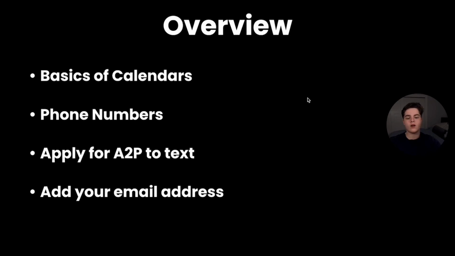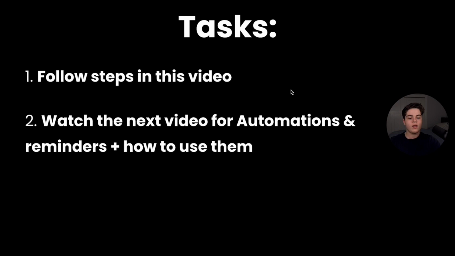So now that we've gone over calendars, phone numbers, A2P and all that, and also adding the email address, again, any more questions you have at a high level, just jump on support with them. It's going to be your quickest bet. But hopefully you were able to track this a bit. Your task after this video is really just to follow all these steps, go through as many as possible, do as much as you can, and then go to the next video, watch about the automations, reminders, all that sort of stuff, and how to use them. So yeah, hope this helped. I'll see you guys there.